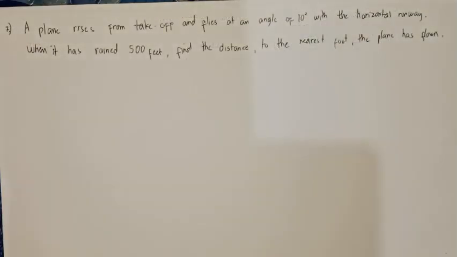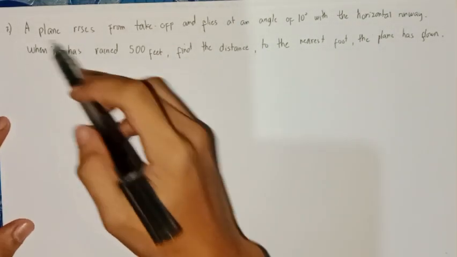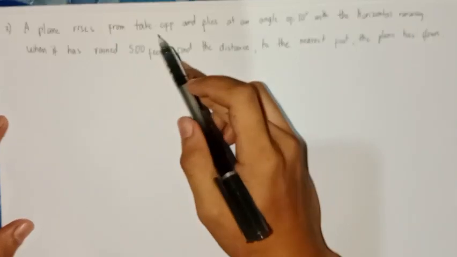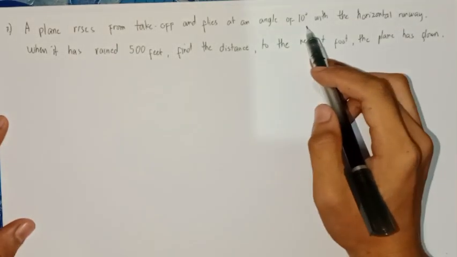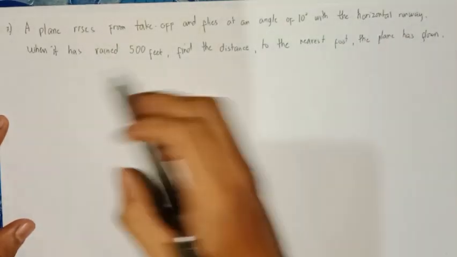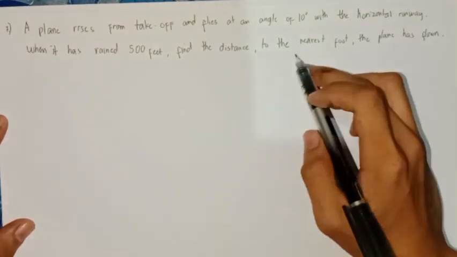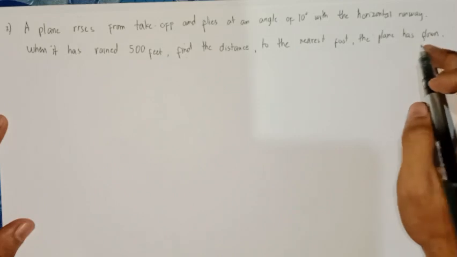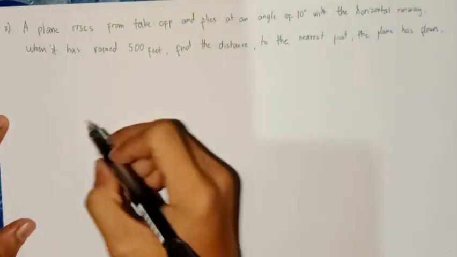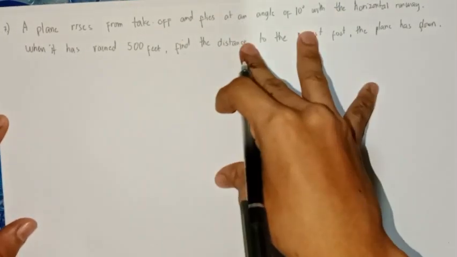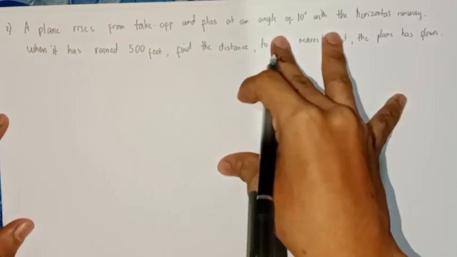Now let's proceed to our last problem. In item number 7, a plane rises from takeoff and flies at an angle of 10 degrees with the horizontal runway. When it has risen 500 feet, find the distance to the nearest foot the plane has flown. To have a better understanding, let's draw an illustration.